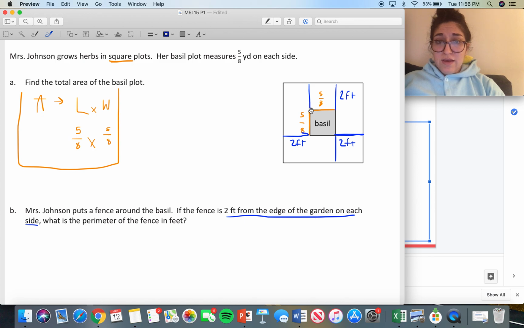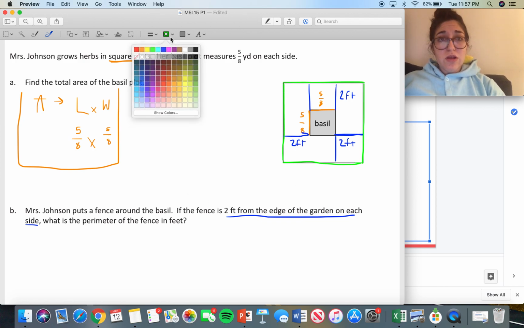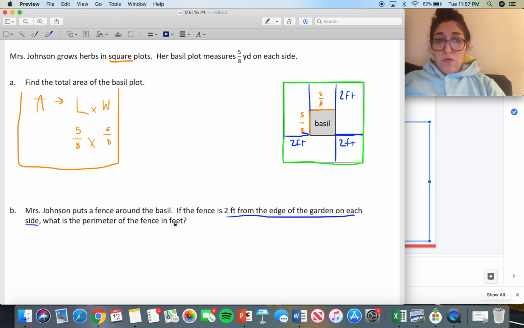Now how I know that is it says she puts the fence around the basil. So here's my fence, right? And it says that the fence is 2 feet on each side, which means that from the edge of the basil to the fence on each side, everywhere is going to be 2 feet, right? So what it wants me to do is find the perimeter of the fence. So the first thing I need to do is figure out, well, how long is just this one side right here?